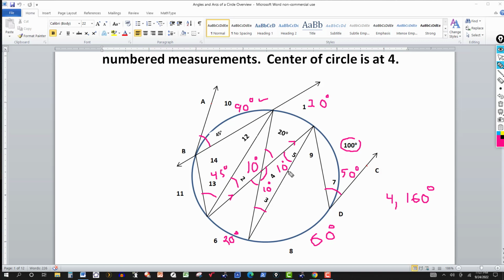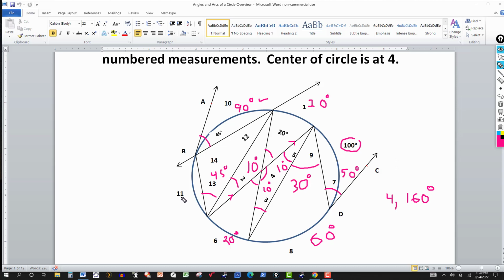Now let's go to angle 9 here. This angle right here, that's an inscribed angle. Vertex is on the circumference. The arc over here, which is 8, is 60 degrees. So the rule is you have an inscribed angle, take half the value of the intercepted arc. So half of 60 is 30. So this will be 30 degrees.